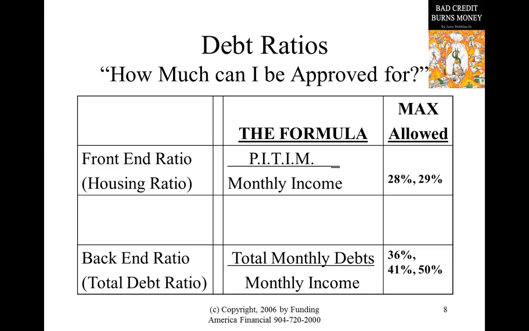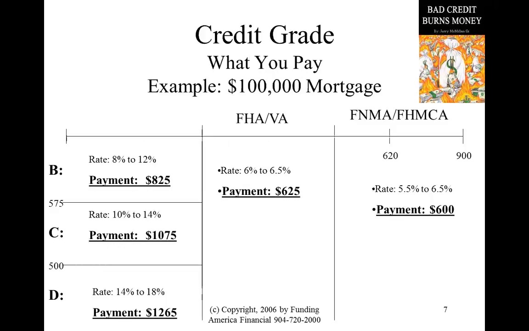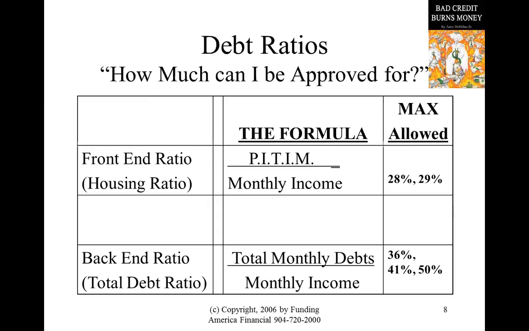Now, I'm going to switch gears from wrapping up on what the credit report looks like and how it impacts what you pay. I want to reinforce that if you have poor credit, you pay more for everything. Now, debt ratios. Here's a concept. How much can I be approved for? That's the question you really want to know.